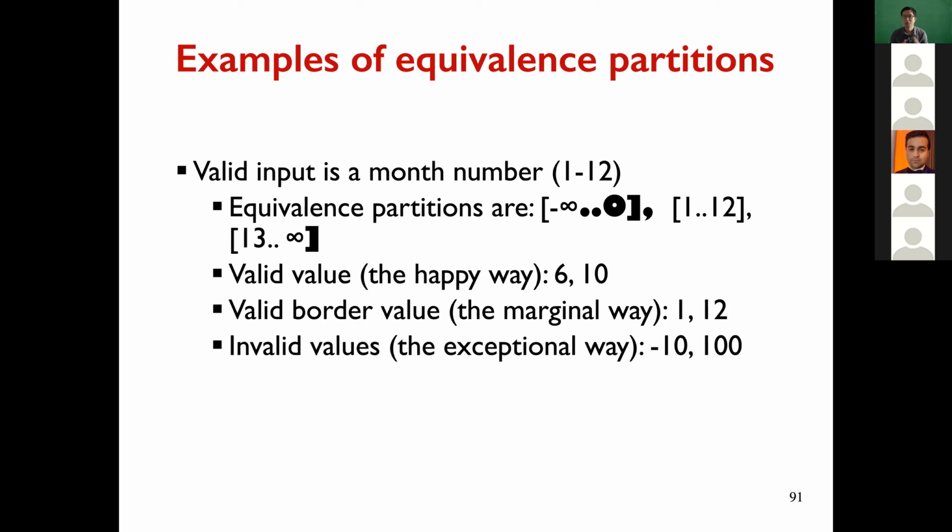And the 3-way rules, right? The first, the happy way, the valid values near the middle, like 6, 10. They are valid inputs, the reasonable inputs, right? And also the marginal way, which is border values in the valid partitions, which is 1 and 12. Those are the borderline values.